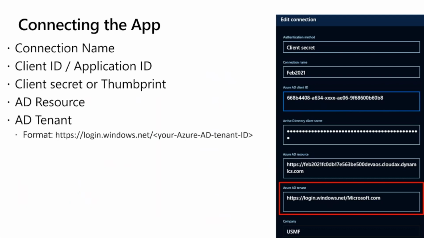Azure Active Directory tenant tells us where to send the authentication request to. It needs to be in this specific format with login.windows.net, followed by your specific tenant URI. This is typically the same as your domain name for the user. So, for example, I have Microsoft.com for environments deployed under our tenant.